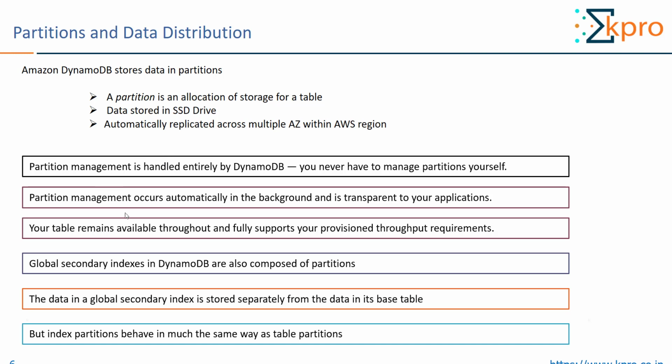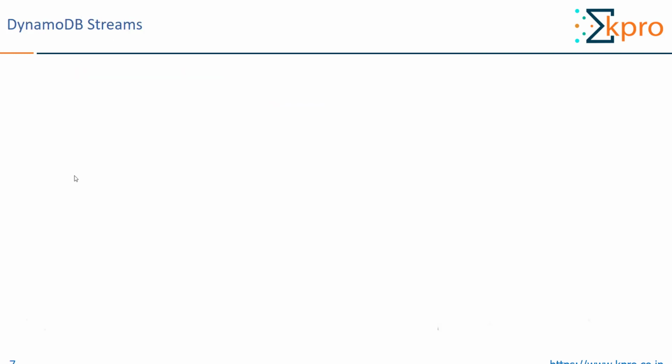Now this is the information about partition and distribution. DynamoDB Streams is one of the optional components which can be enabled to capture any changes in your database, and that can create an event. An event can be invoked through AWS Lambda.